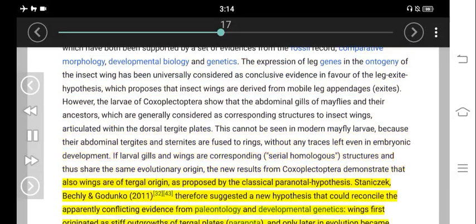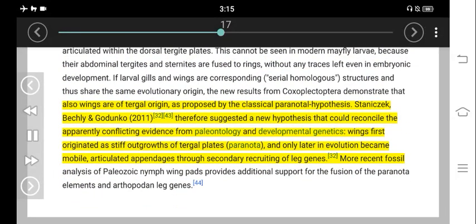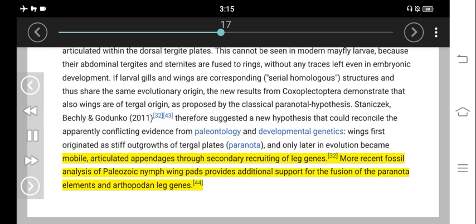Staniczek, Bechly and Godunko 2011, 32, 43 therefore suggested a new hypothesis that could reconcile the apparently conflicting evidence from paleontology and developmental genetics. Wings first originated as stiff outgrowths of tergal plates, paranota, and only later in evolution became mobile, articulated appendages through secondary recruiting of leg genes. 32. More recent fossil analysis of Paleozoic nymph wing pads provides additional support for the fusion of the paranota elements and arthropodan leg genes. 44.